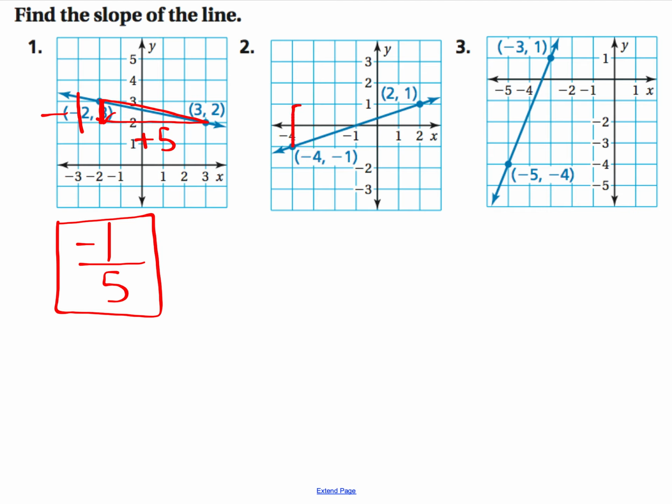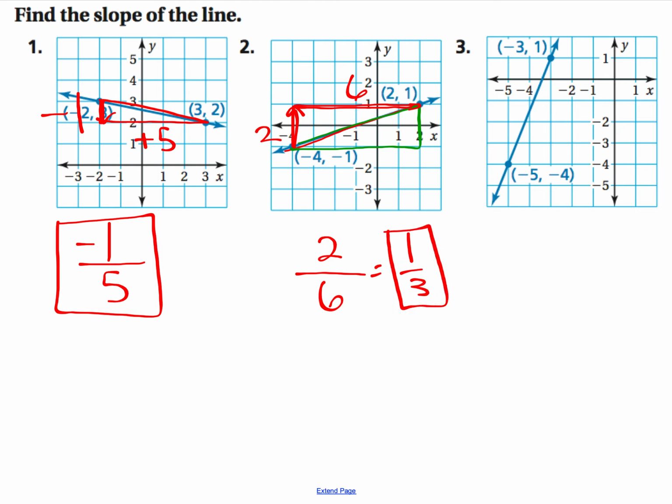Okay, next one. Let's go ahead and draw a right triangle between the two. Now the triangle can be drawn above or below. It doesn't matter which place it gets put. On the above one, it looks like we are going up 2 and then over 6. Rise is 2, run is 6. So the slope is 2/6. That, of course, reduces to 1/3.